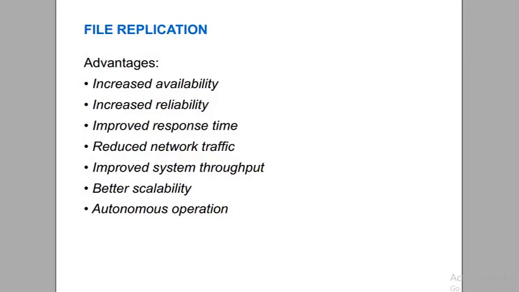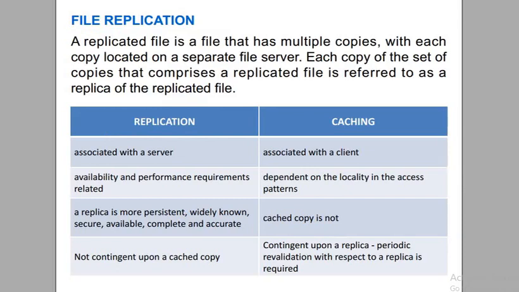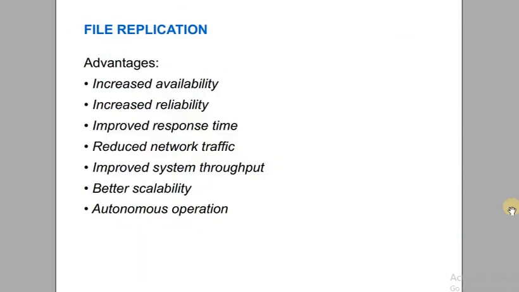Okay students, so let us continue with the concept on replication. Earlier we studied the differences between replication and caching. So this was this slide. Now we move on to various advantages we can have. I think these points are very obvious: increased availability, increased reliability, improved response time, reduced network traffic, improved system throughput, better scalability, and autonomous operations.